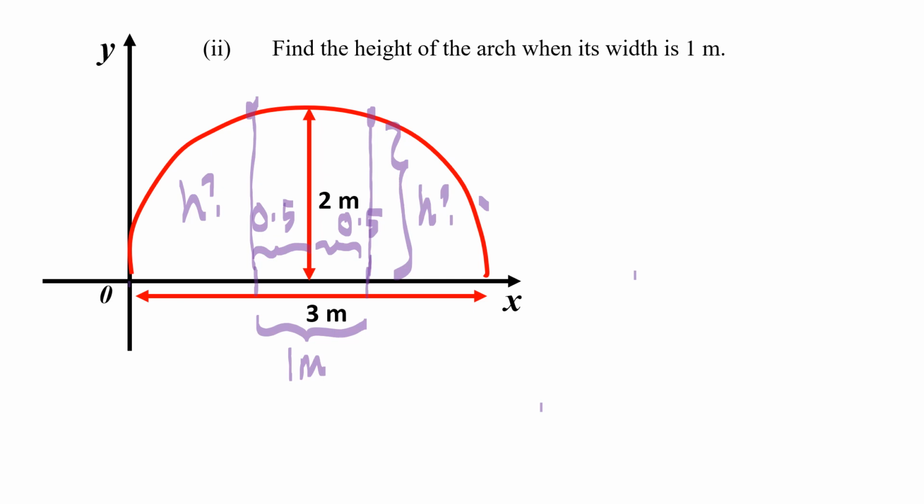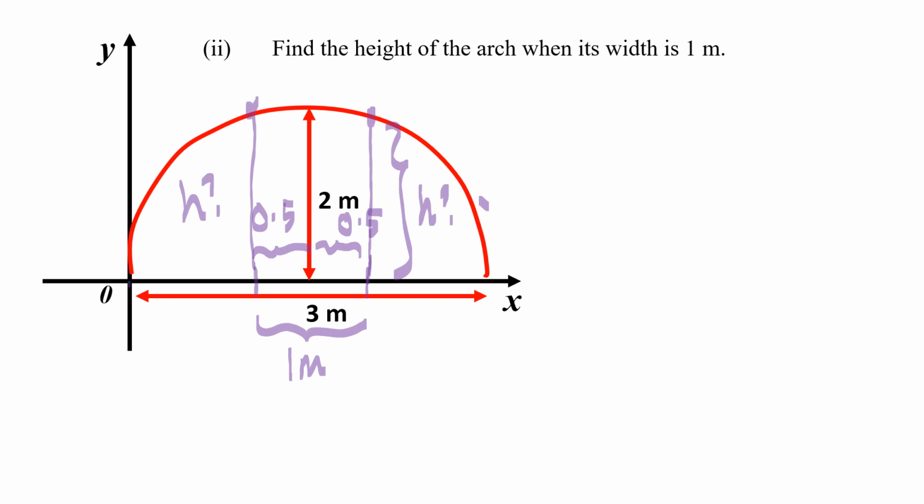You have to measure the width of the arch from your line of symmetry, because the tunnel is symmetrical. You can't say that the width is from here to here, 1 meter. That's not correct. So let's erase the incorrect one. So what do we need to do?